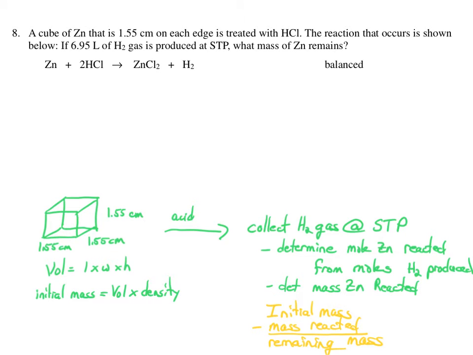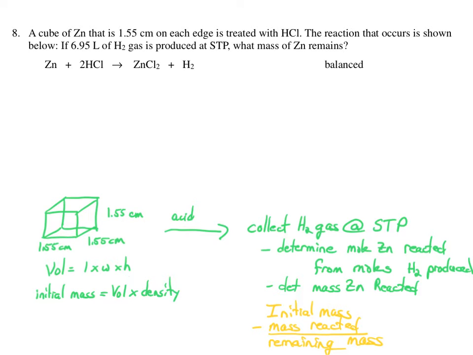Initially, this problem looks hard, but once you understand physically how you're going to go about solving it, it's really not that bad. Eventually, it comes down to we find a way to calculate the initial mass, we calculate the mass reacted, we subtract, and that gives us our remaining mass.